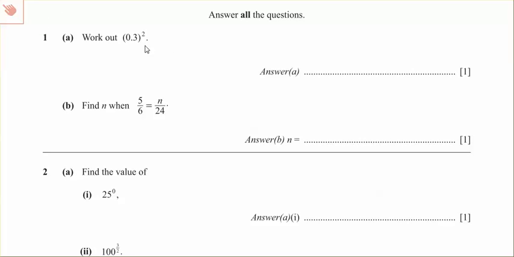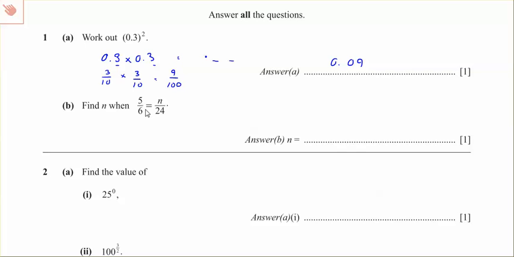0.3 squared. So we've got 0.3 times 0.3, so whatever method you want to use, 2 decimal places in the question gives you 2 decimal places in the answer. Whether you want to convert to fractions and do it that way, either way, the answer you get is 0.09.